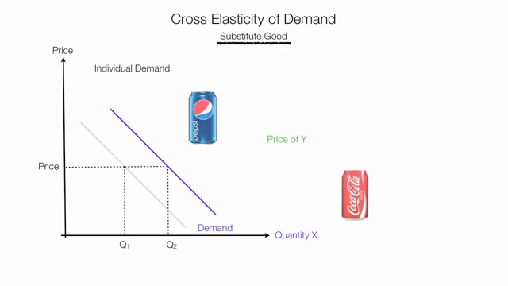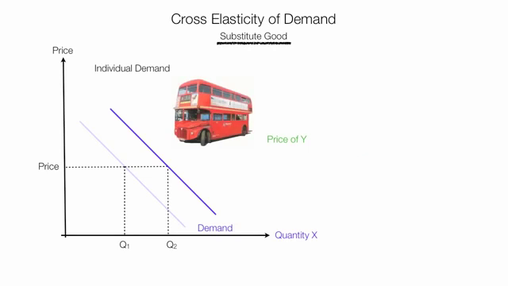Now imagine Pepsi is good X and the price of Coke, good Y, goes up, and that causes the demand for Pepsi to increase. Another example is imagine the price of gasoline goes up and the demand for bus tickets goes up.